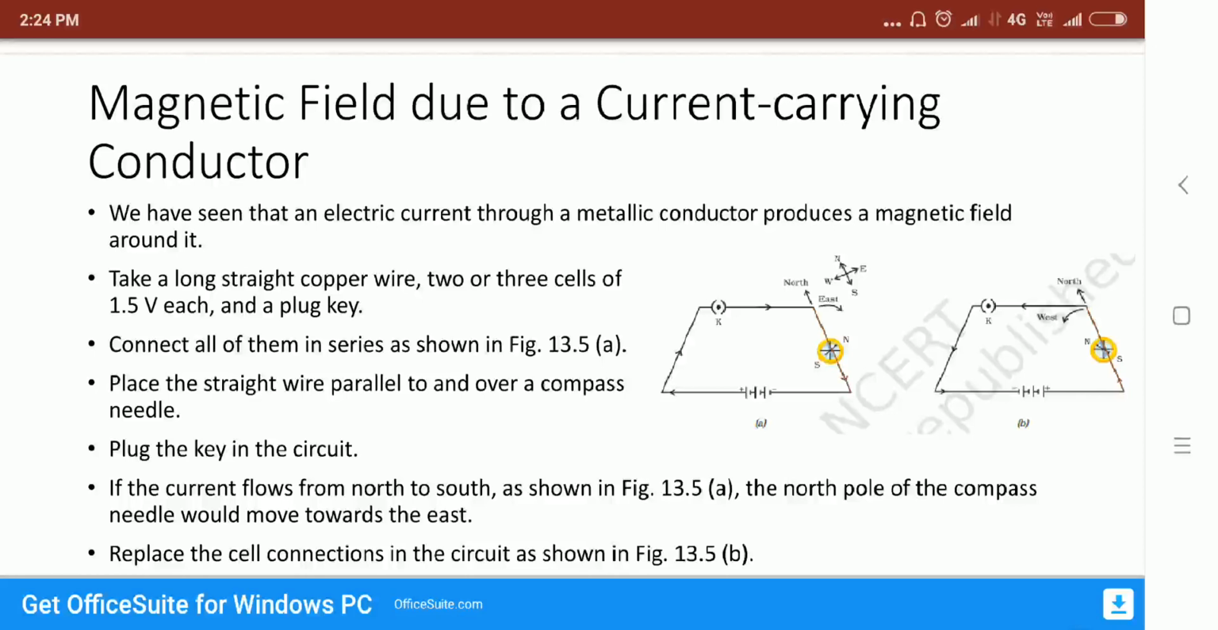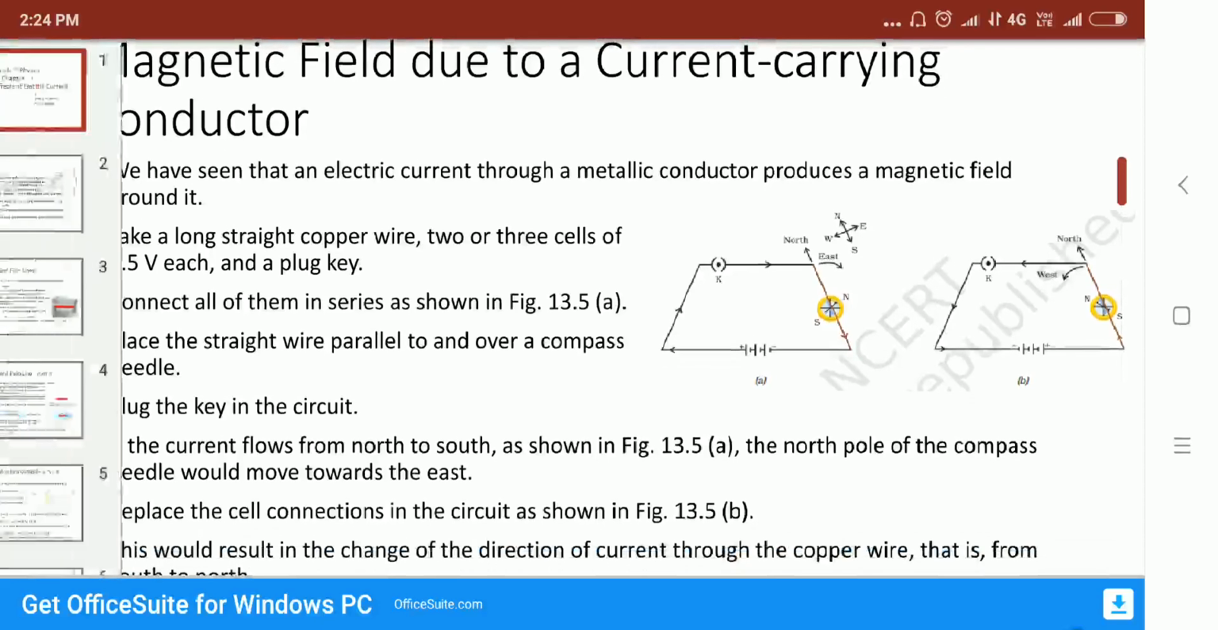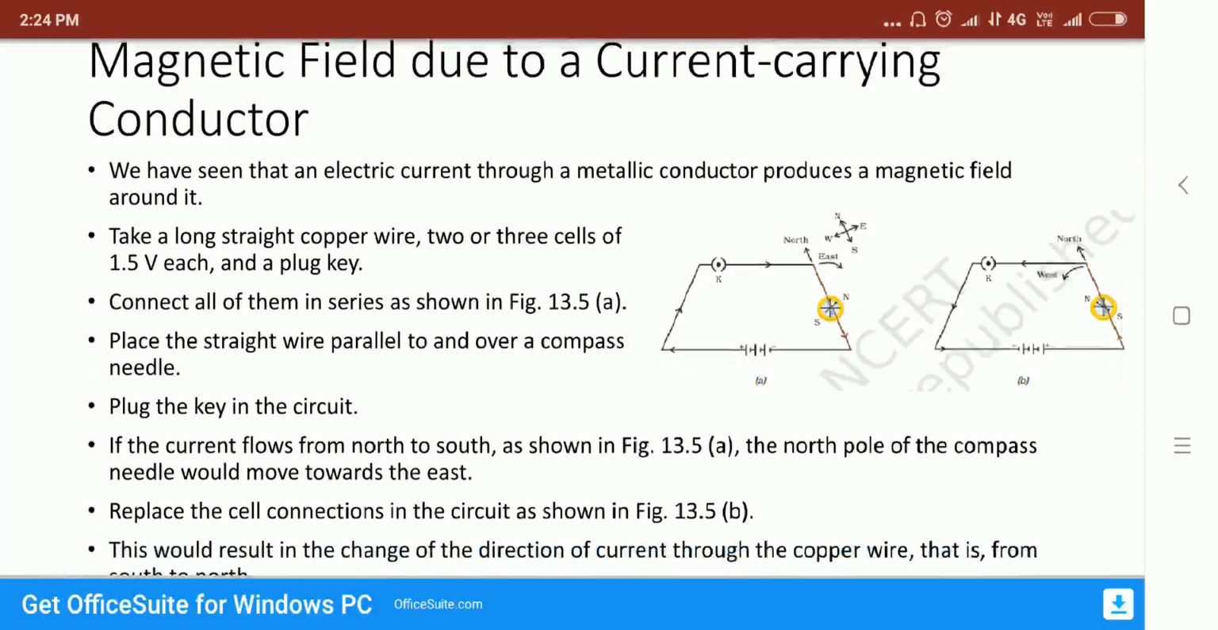Now, take a straight copper wire with 2 or 3 cells of 1.5 volts and plug the key as shown in figure A. Now, place a straight wire parallel to and over a compass needle. One more straight wire we are keeping parallel to and over the compass needle.